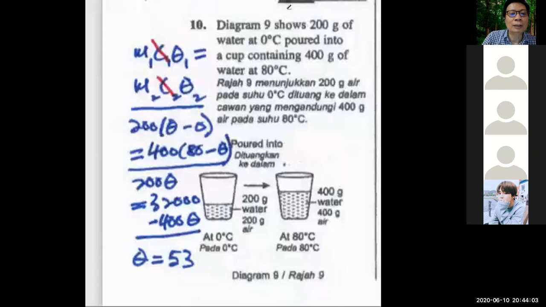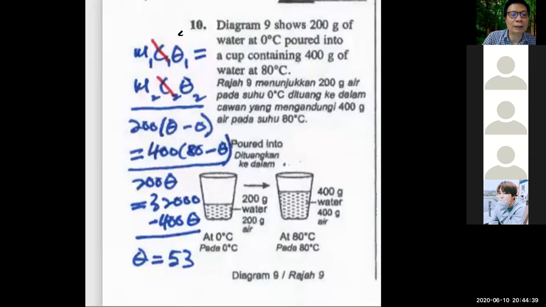Now, the diagram shows 200 gram water, this one is water at 0 degree, cold water, poured into a cup containing 400 gram water at temperature 80 degree. You see, this one is 0 degree, this one is 80 degree. When you pour it inside, it will mix up, isn't it? So the question asks, what is the final temperature?